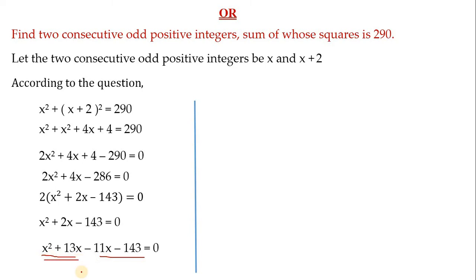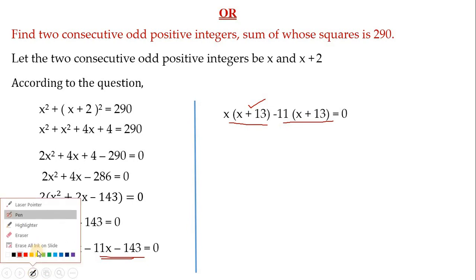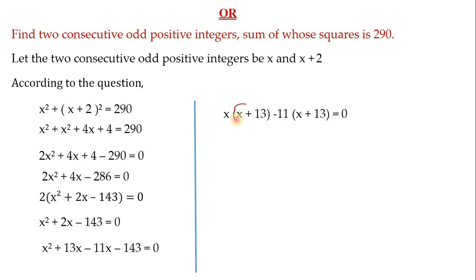So what common factor can we take here? That is x. If you take x outside, we'll get x plus 13, and here we can take minus 11 as common factor, hence we'll get x plus 30, which is equal to 0. Now again we can take x plus 13 as common factor. So if you take x plus 13 as common factor, what do we get?